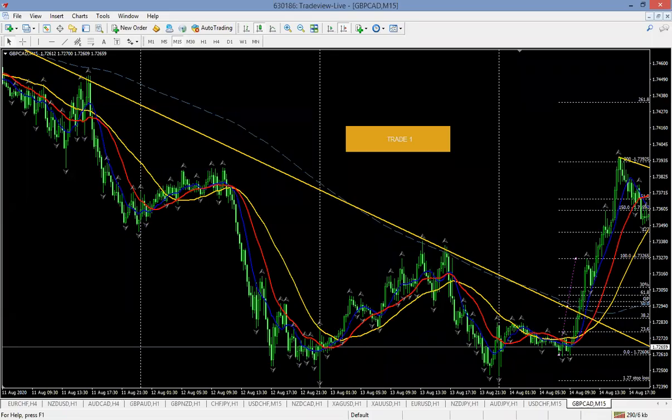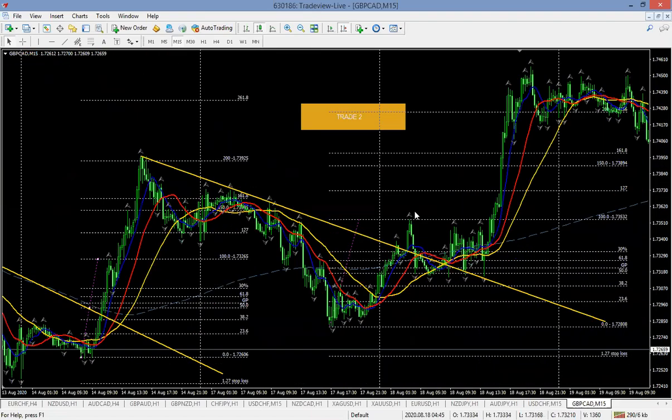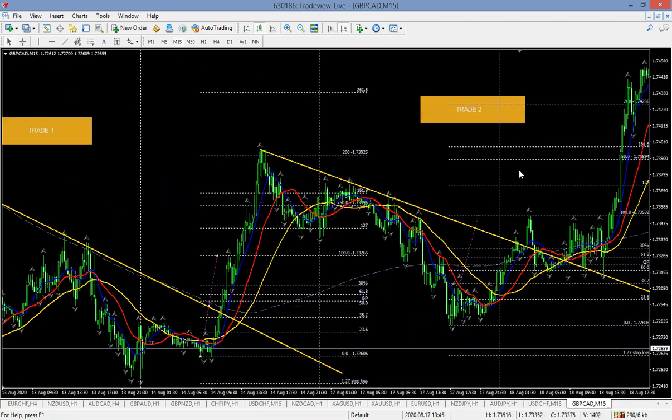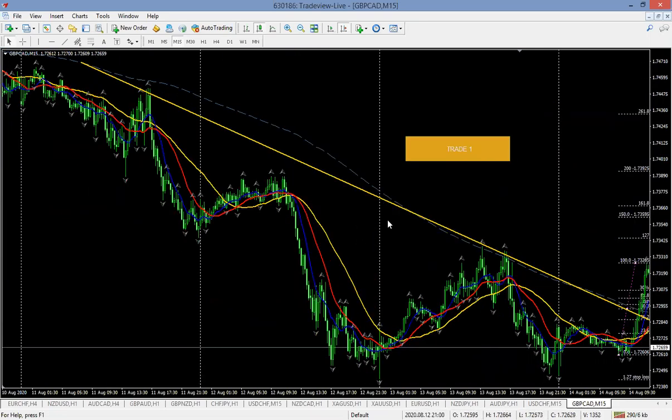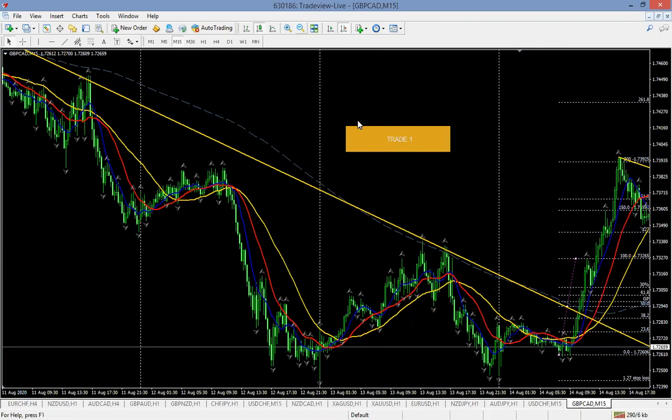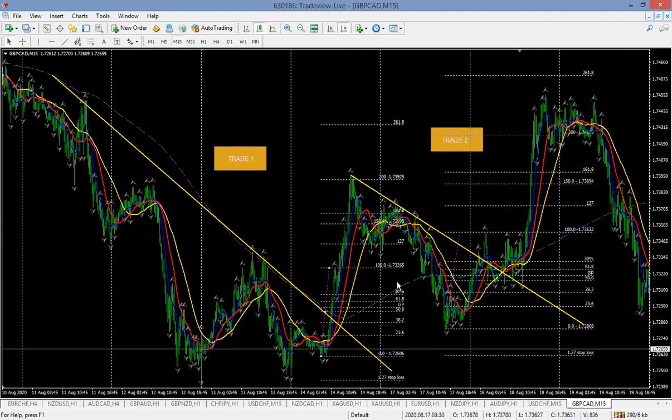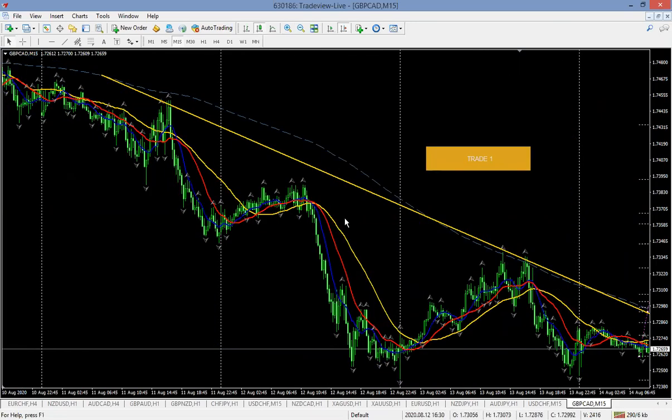Okay, guys, let's take a look at this trade on the pound CAD. We've got 2 for 1 here. There was one, and then there was a second. They set up just literally days apart. This is a phenomenal trade. It's textbook. It's exactly per our strategy. The trend line breaks, we enter the trade. Let's look at these 2 trades in detail.